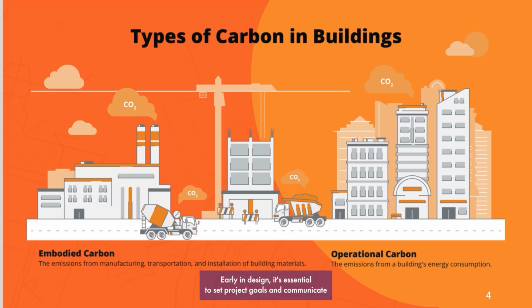Early in design, it's essential to set project goals and communicate the intent to the entire team, including the construction team. One way to do this is to include the exact materials the team wants in the specification book, or spec book, so all the building materials that are going into the building are vetted throughout design. Other human and environmental attributes, like known carcinogenic materials, can also be vetted.